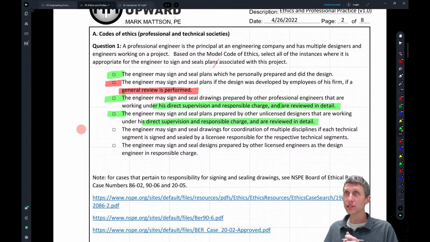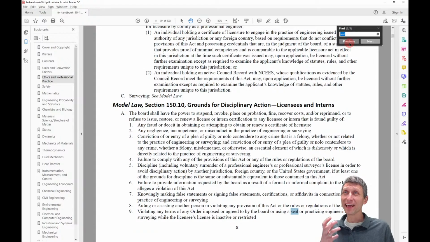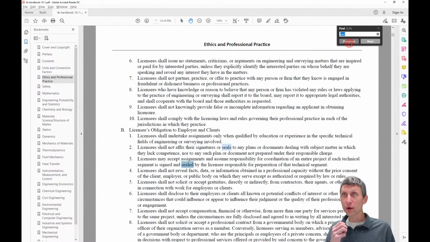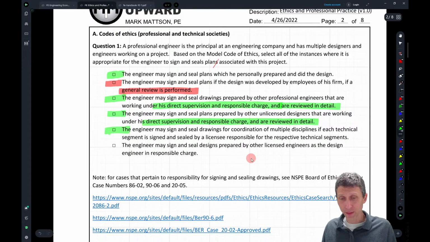Okay, let's look at number 4 here. The engineer may, or no, number 5, I'm sorry. The engineer may sign and seal drawings for coordination of multiple disciplines if each technical segment is signed and sealed by the licensee responsible for the respective technical segments. And that actually comes from the model code here, right? So the model code says if you're coordinating a job, you can coordinate the job and sign kind of a bigger picture. But if you have 4 engineers working underneath you, each one of those engineers is signing their own piece of the work, right? So this is where they're accepting a responsibility for coordination, and that is okay per the model code. So this one I'm going to say is okay as well.